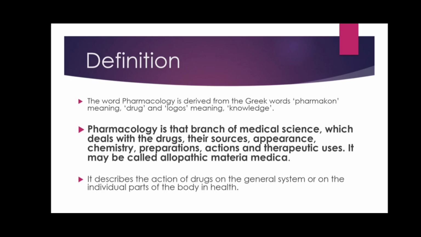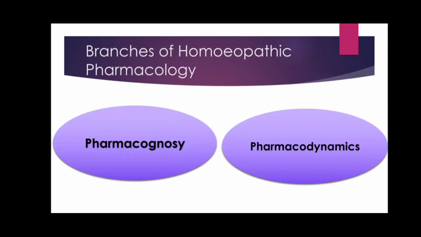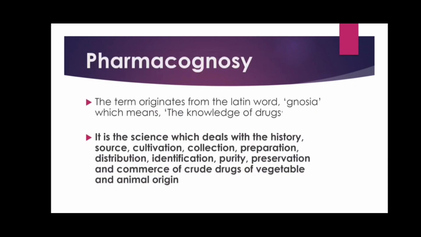It describes the action of drugs on the general system or on the individual parts of the body in health. Coming to the branches, there are two branches in homeopathic pharmacology. One is pharmacognosy and the other is pharmacodynamics. Pharmacognosy originates from the Latin word gnosia, which means the knowledge of drugs. Definition: it is the science which deals with the history, source, cultivation, collection, preparation, distribution, identification, purity, preservation and commerce of crude drugs of vegetable and animal origin.